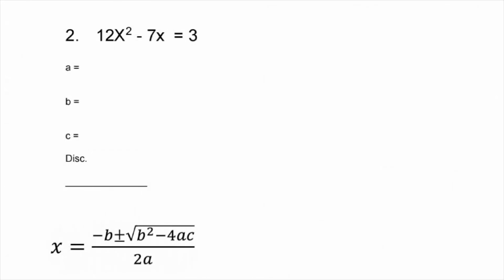Now we'll look at our second example, 12x squared minus 7x equals 3. So again, this isn't set up quite right. We have to write this where it's equal to 0, so we get our a, b, and c. So this is going to be 12x squared minus 7x minus 3 equals 0. Now we know that a is 12, b is negative 7, c is negative 3.